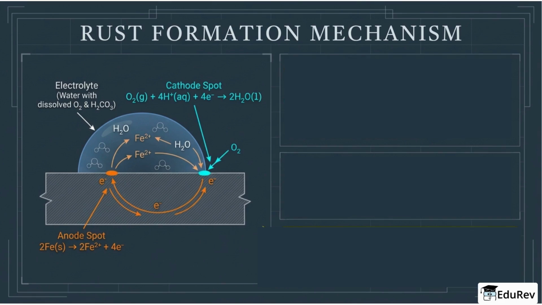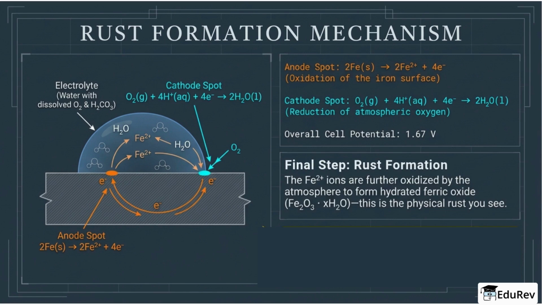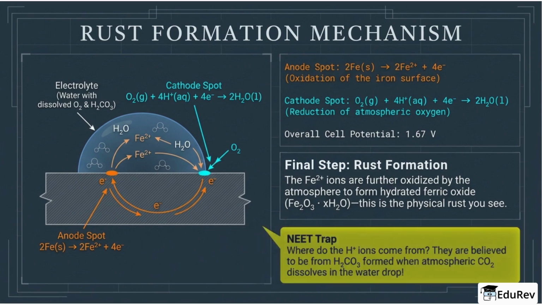The rust formation mechanism is shown step by step. Iron at the anode is oxidized to Fe2+. Oxygen at the cathode is reduced in the presence of water and H+ ions. The Fe2+ is then further oxidized to hydrated ferric oxide, which is the rust you actually see on the surface. The slide also gives the trap. The H+ ions are believed to come from carbonic acid, H2CO3, formed when atmospheric CO2 dissolves in water droplets.